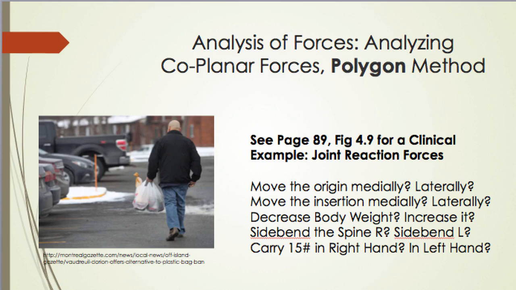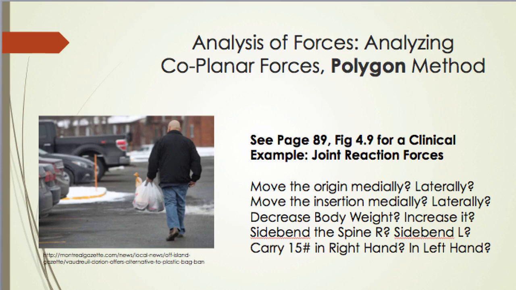So for example, if we move the origin of the gluteus medius laterally, then it would essentially decrease the angle of M. So if we decrease the angle of M and put the tail of the red line at the head of the black line, then it would not touch the blue line until further down the page. Does that make sense? Therefore, the resultant joint reaction force would actually be greater.